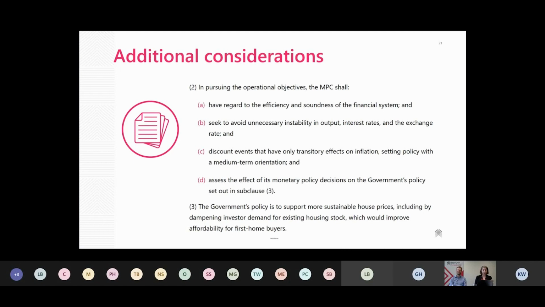So this slide shows the additional considerations in the current remit. Clauses 2A and 2B, which relate to the financial system and avoiding unnecessary instability in output, interest rates and the exchange rate, respectively, continue to work well, and we're recommending that they stay in the remit, though we are recommending some minor rewording to 2A. I'm not going to talk about those anymore here. We do see some room for improvement in relation to clauses 2C, 2D, and 3, and we also consider a possible addition to this section of the remit in the consultation paper. So I will talk you through these issues quickly now.